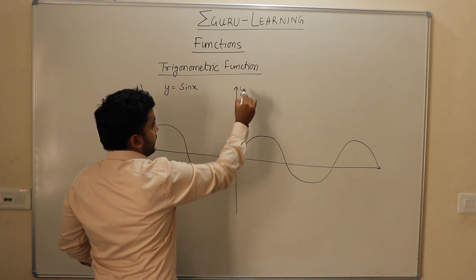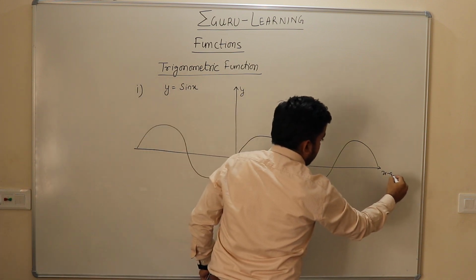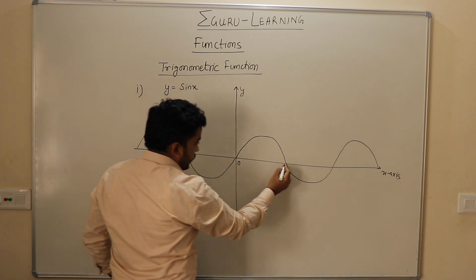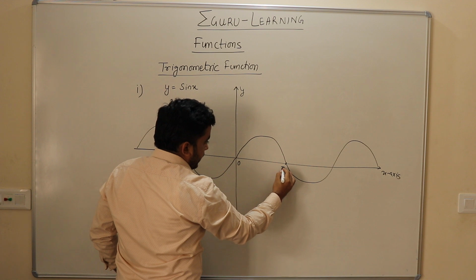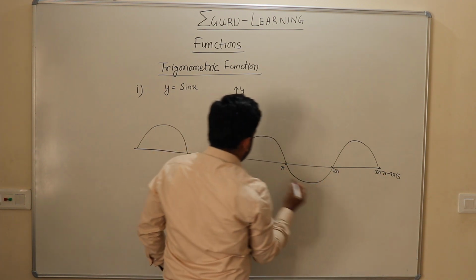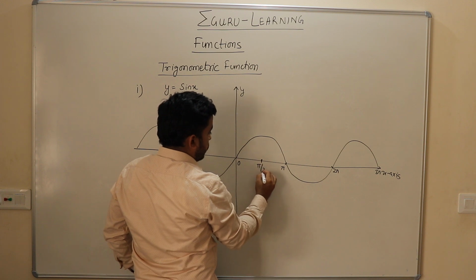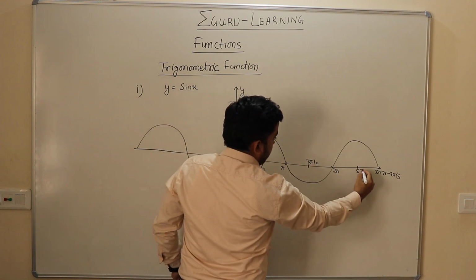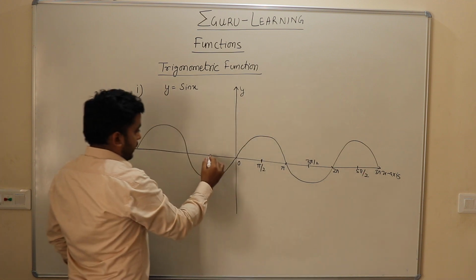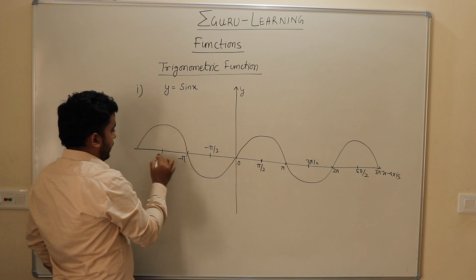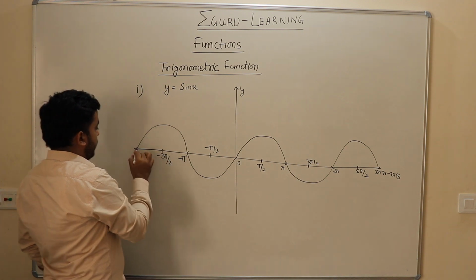So this is the y-axis and this is the x-axis, and this is the point x equals 0, this is x equals pi, this is 2 pi, 3 pi, and this will be pi by 2, this will be 3 pi by 2, 5 pi by 2, and this is minus pi by 2, minus pi, minus 3 pi by 2, and minus 2 pi.